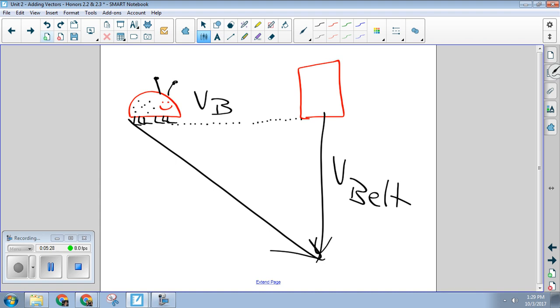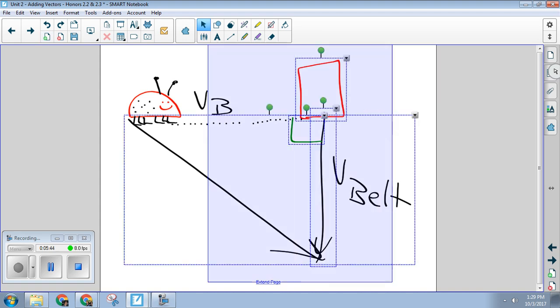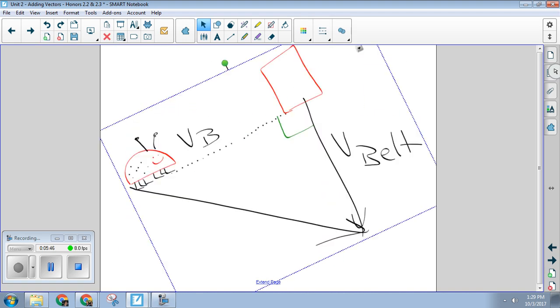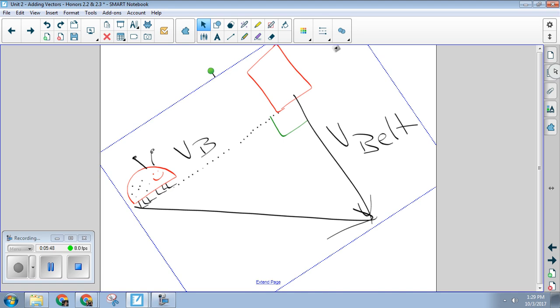All right, so the problem on the notes that we're about to do, A, this isn't a right angle, okay? And B, the whole thing is at a weird, funky angle, so it looks like this or something. Okay? Good? All right, great. So does everybody understand that the bug's motion is going to be affected by the walking and the belt? Okay? And so what we want to do is add those two vectors.